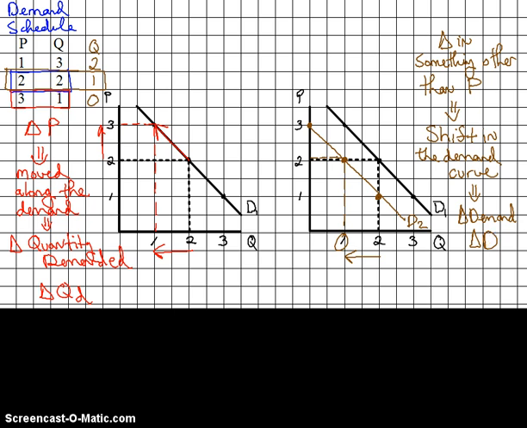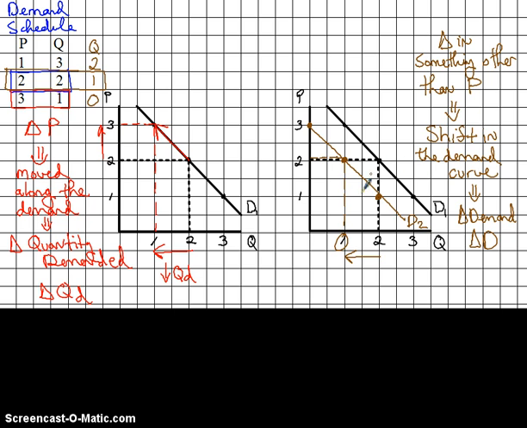So look at these 2 situations that we've talked about. Over here on this graph, the price went up, and when the price went up, that caused you to move along the curve, and that caused people to buy less of the good. That was a decrease in quantity demanded.